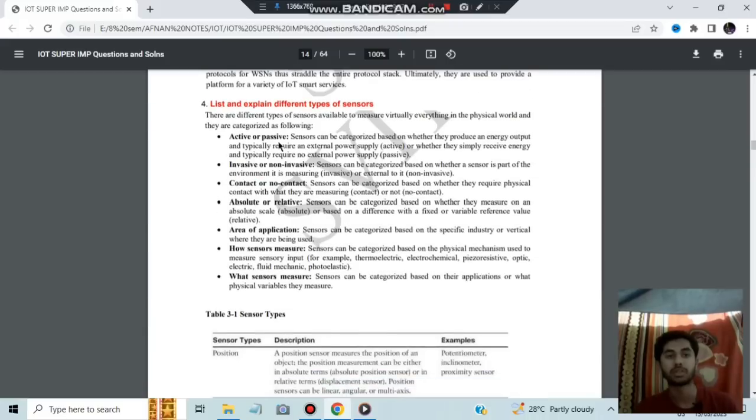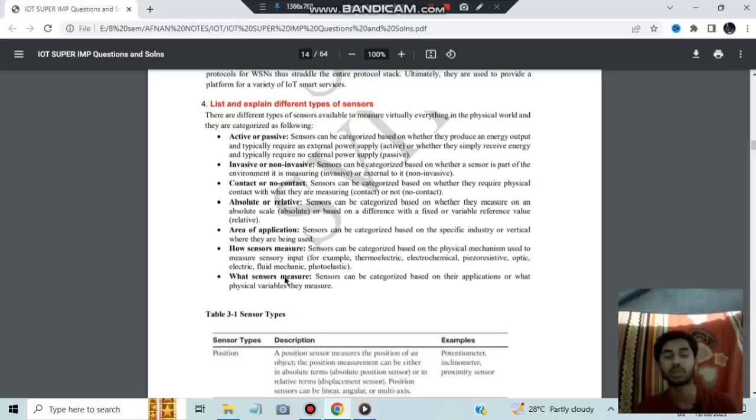Okay, so let's have a look at the next question: list and explain the different types of sensors. These are the different types of sensors: active or passive, invasive, non-invasive, contact, no contact, absolute or relative, area of application, how sensors measure, and what sensors measure. These are the different types of sensors present here.